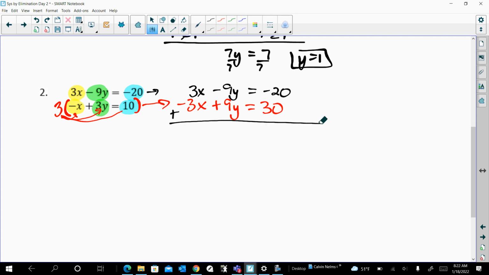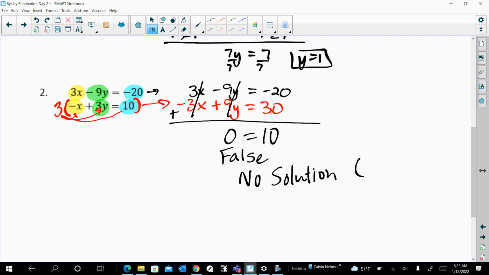We still have our terms lined up. What happens here when we add them? The x becomes 0, the y's become 0, and then we have negative 20 plus 30, so we're at plus 10. So what is this telling me? Yeah, this is a false statement, so this is no solution. Or you can use the symbol, the empty set, 0 with the line through it.